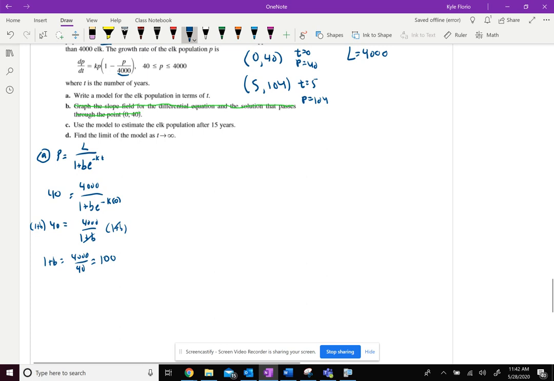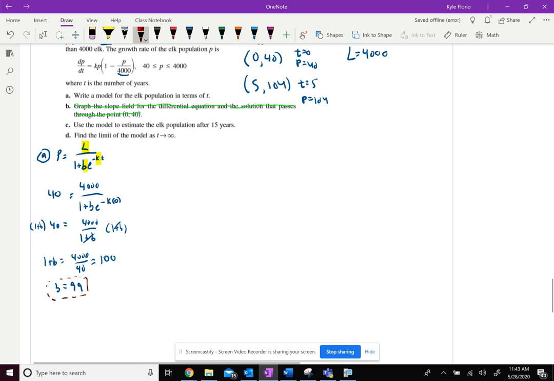Okay, so if 1 plus b equals 100, then b has to be 99. Okay, so we have b now. We have L. I need to find k, and I'm going to use the second point here to find k.